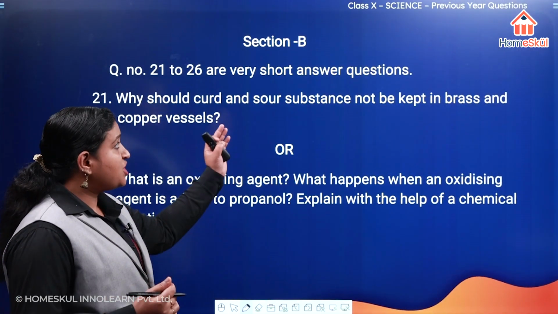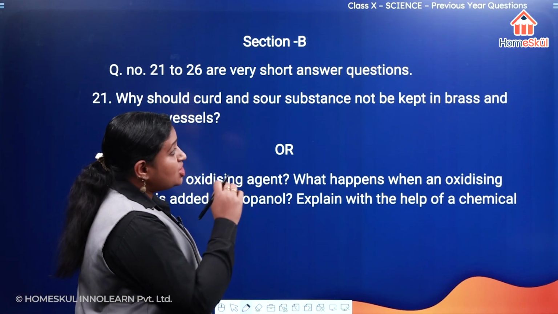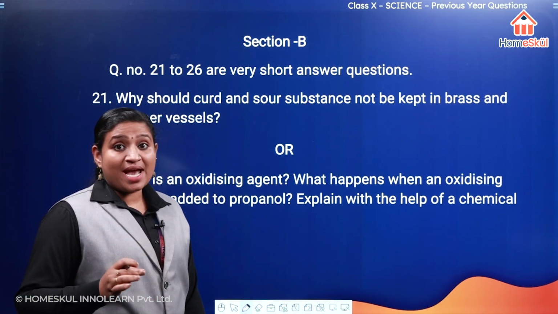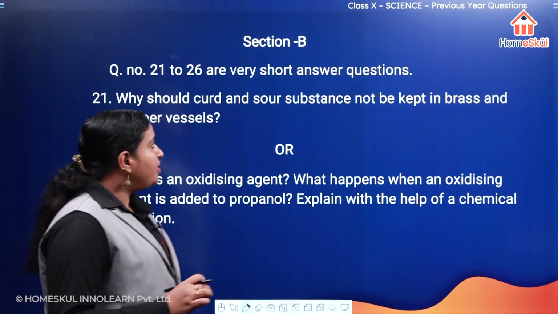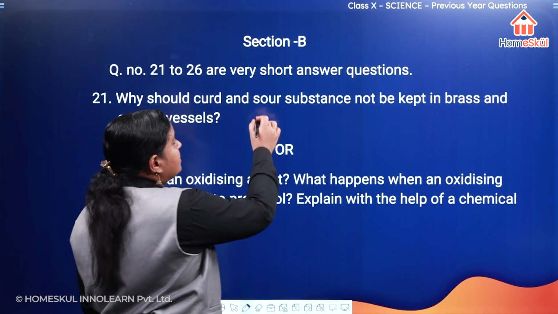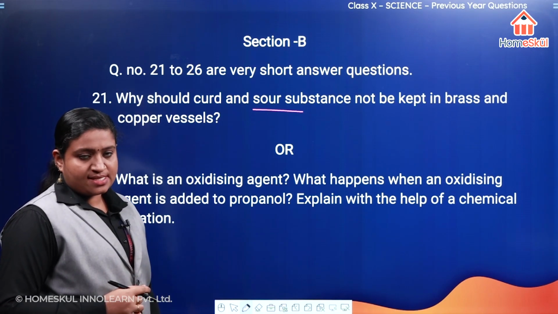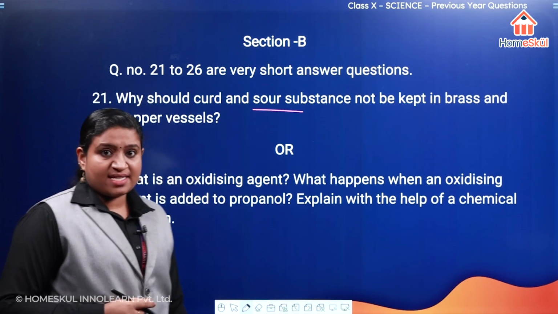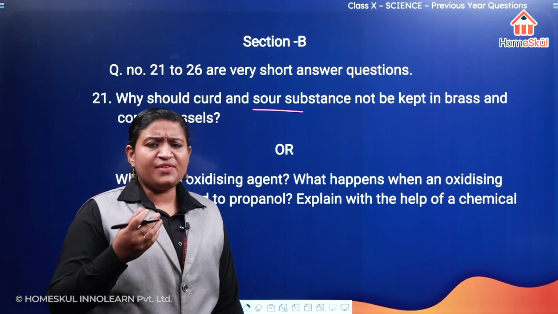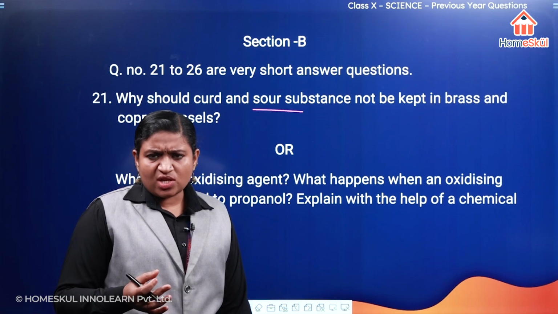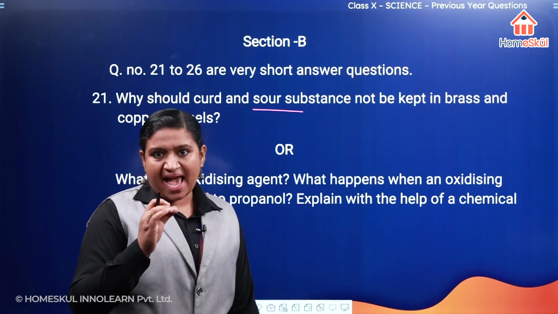Now, let's have a look at section B. Here, question number 21 to 26 are very short answer questions. Each carry 2 marks. Okay. So, question 21. Why should curd and sour substance not be kept in brass and copper vessels? We know curd contains lactic acid, isn't it? Similarly, sour substances, if it is fruit, it contains citric acid. So, curd and sour substances usually contain acids in it.